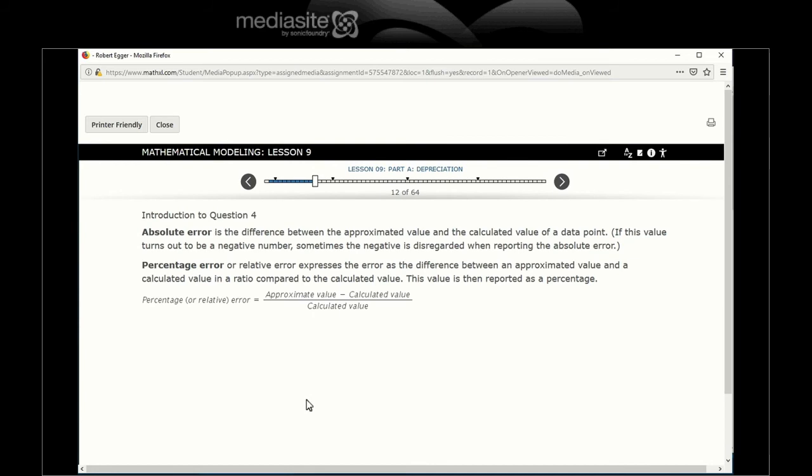Absolute error is the difference between the approximate value, they're referring to this guy here, and the calculated value of a data point. Oh, my mistake. Absolute error is between the approximate and the calculated value at a data point. So here's your absolute error.